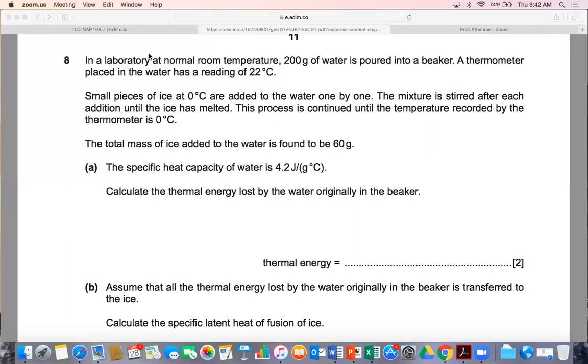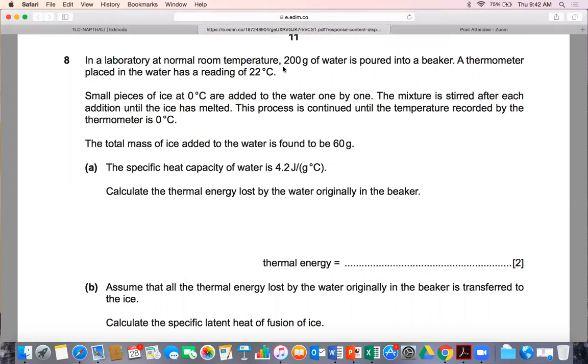So what I tell my students to do is, when you read the question, to save time, the first thing you do is underline the key values as you read. So for example, I have room temperature, surrounding.